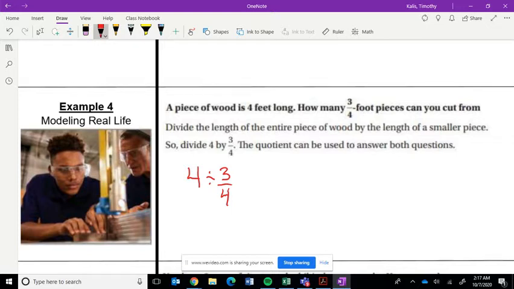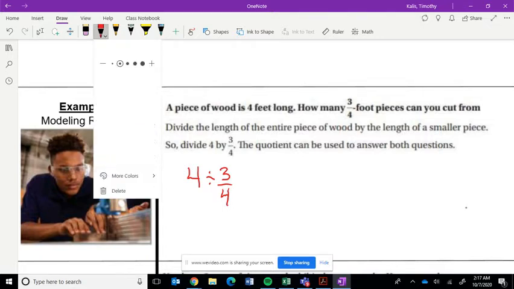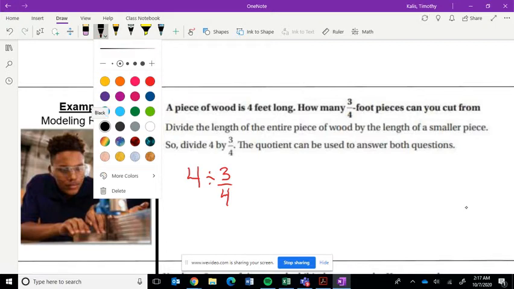Now it's important here to know the difference between when we multiply and when we divide. Okay, in this example, obviously we're dividing because we're cutting it up into 3/4 foot pieces. So we're taking a look at the problem. What we notice here is we have a whole number. We have 4. We have to convert that whole number into a fraction.